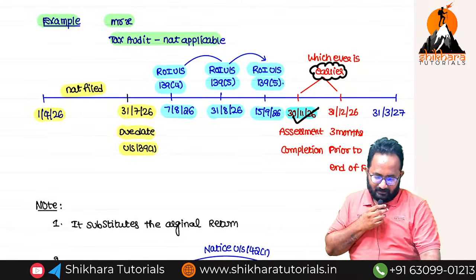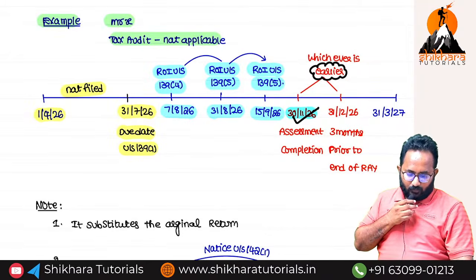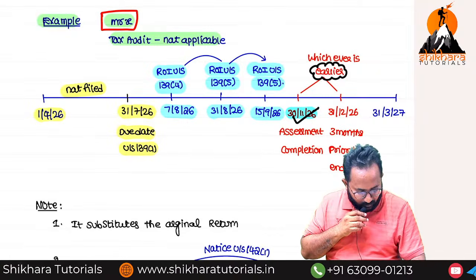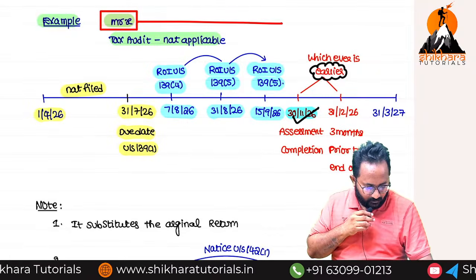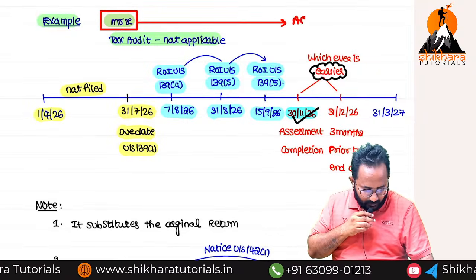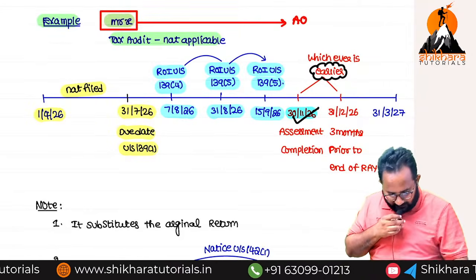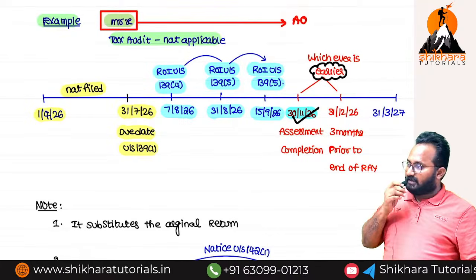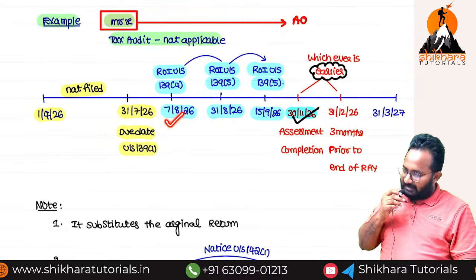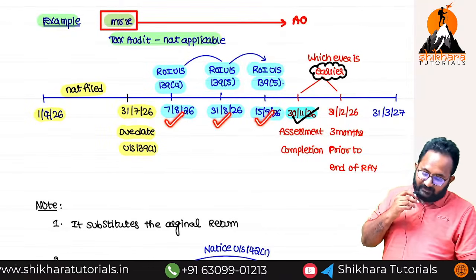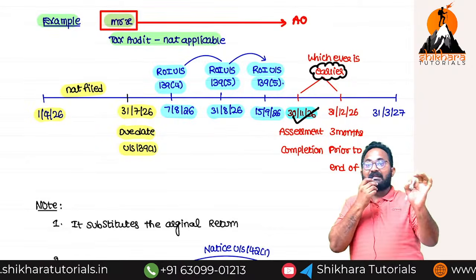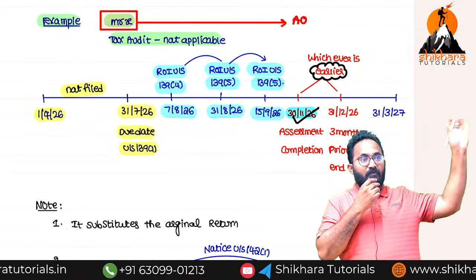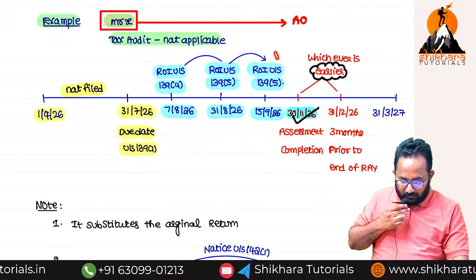Listen. Whatever the return filed by this SSC, that should be verified by whom? The AO. Now please check. Here which return should be verified by the AO? That is belated or revised or re-revised. Which return? The latest return. Latest means the ultimate return filed by the SSC.